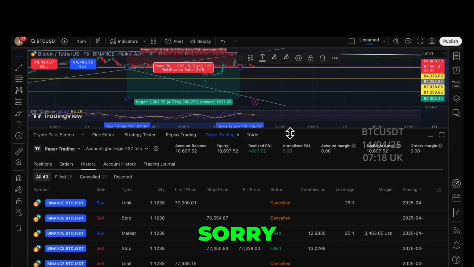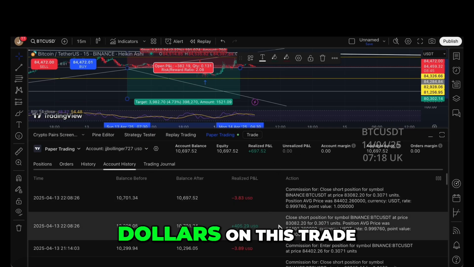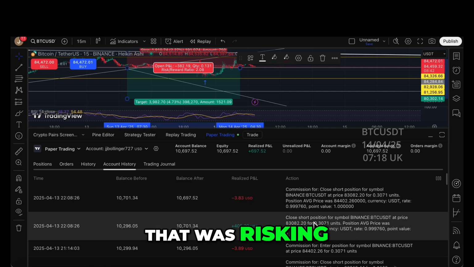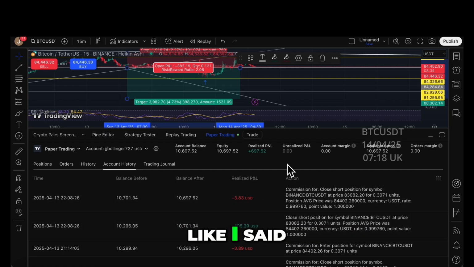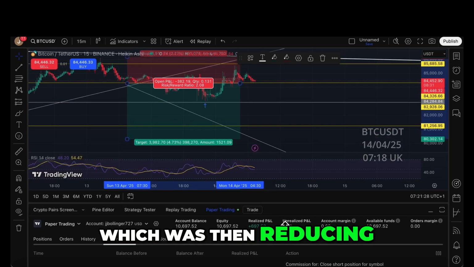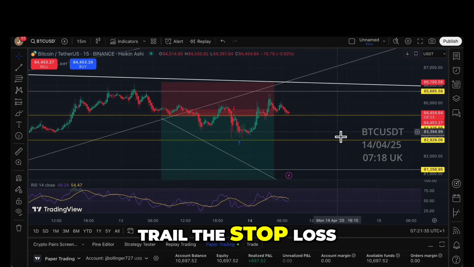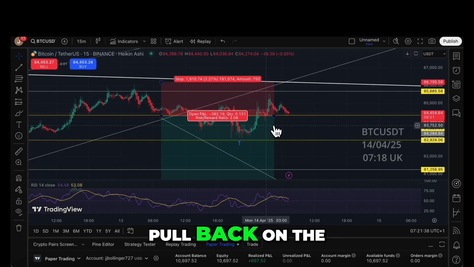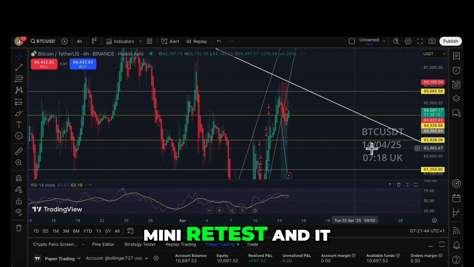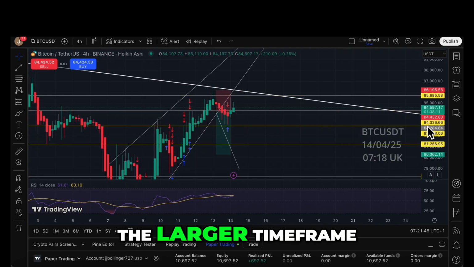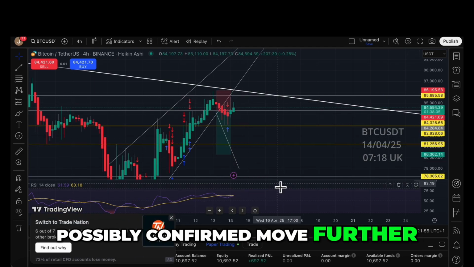Let's get our trading account history. We cleared $405 on this trade. I was risking about 3% of the account on this trade. Like I said, I started to trail in the stop loss, which was then reducing the risk. And as we expected, it then pulled back. That's the reason why I started to trail the stop loss, because I had a feeling that it would pull back on the larger time frame to do the proper retest. So we'd had a mini retest, and it seems like now we are having the larger time frame, the 4 hour, retest, which would then possibly confirm a further move down.